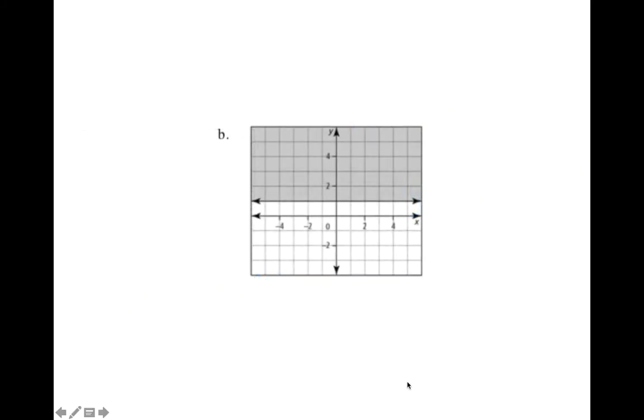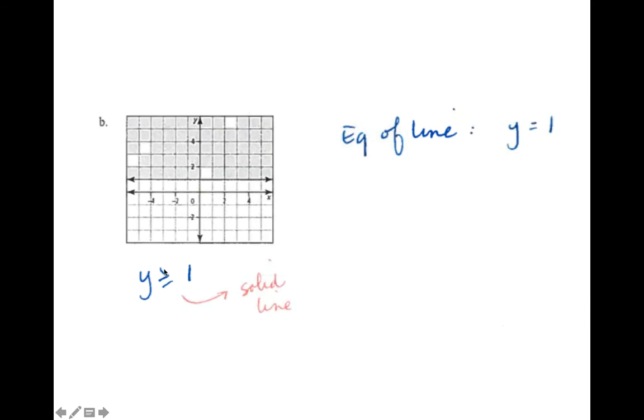Next one, similar, except you can see that your equation now is simply going to be that y is equal to 1, that line. So mine is going to be y is greater than or equal to 1. And in set notation, curly bracket, in brackets, x comma y, a line such that y is greater than or equal to 1, comma, x is an element of the real numbers, and y is an element of the real numbers, end of the curly bracket.